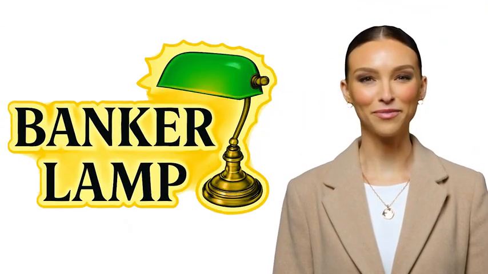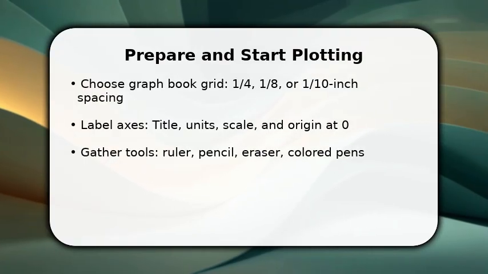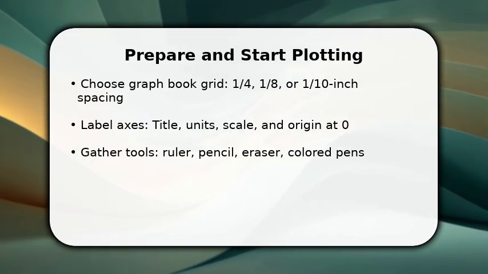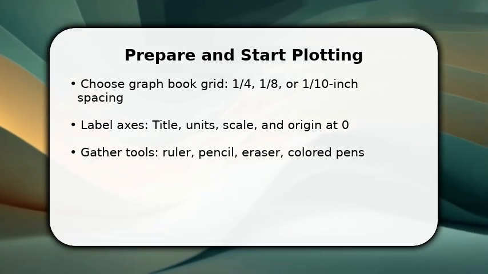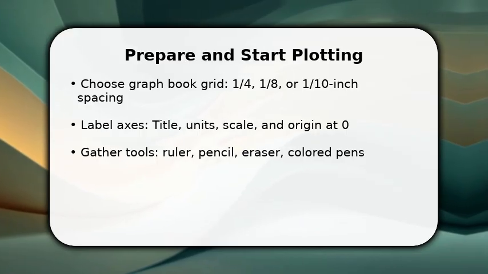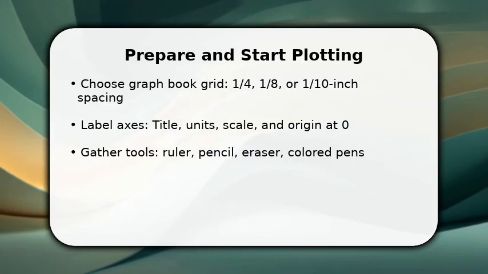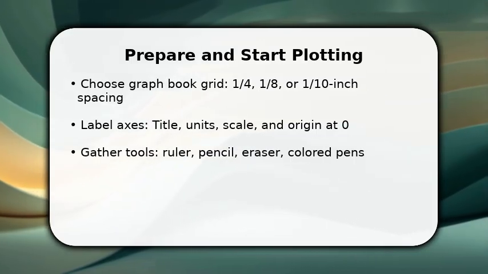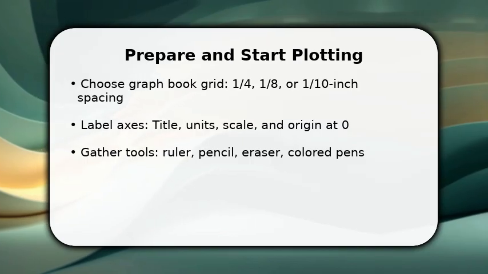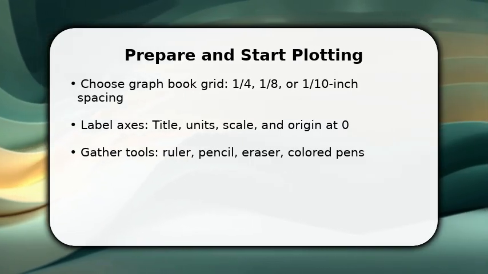Please enjoy the video. You begin by selecting the grid size and orienting the page. This affects precision, so pick 1/4 or 1/8 inch depending on detail. Next, label your axes clearly with units and a descriptive title so anyone can read the graph. Use a ruler for straight axis lines and mark the origin at 0.